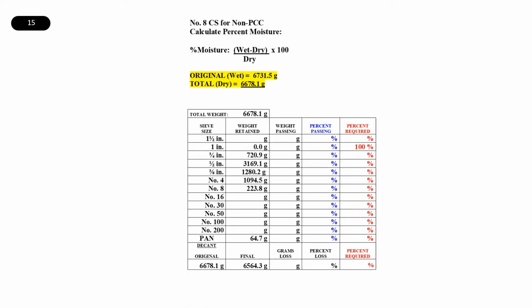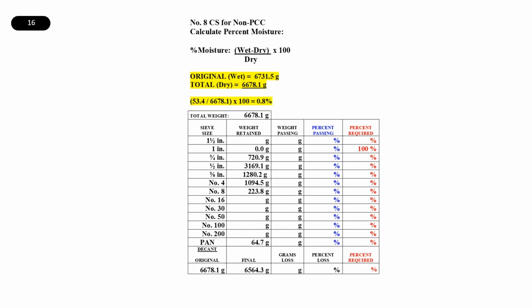After reducing your sample to test size, the first step is to dry the sample and to calculate the percent moisture. The formula for percent moisture is shown here. Wet minus dry divided by dry times 100. The wet weight and dry weight are highlighted in yellow. Use the weights in the formula to perform the calculation. Pause the video while you work this step on your own. The answer is on the next slide.